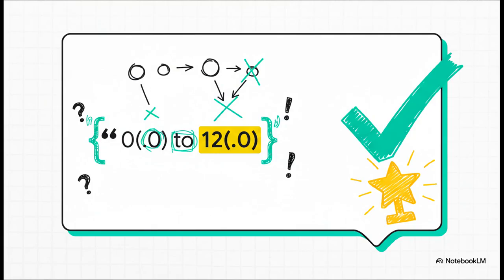So the main correct answer is 0 to 12. Now, you see those little brackets around the point 0? That's just the mark scheme's way of saying you don't have to include the decimal. 0 to 12 is perfect. You get the mark. Easy, right? Well, hang on, because that's not the whole story.